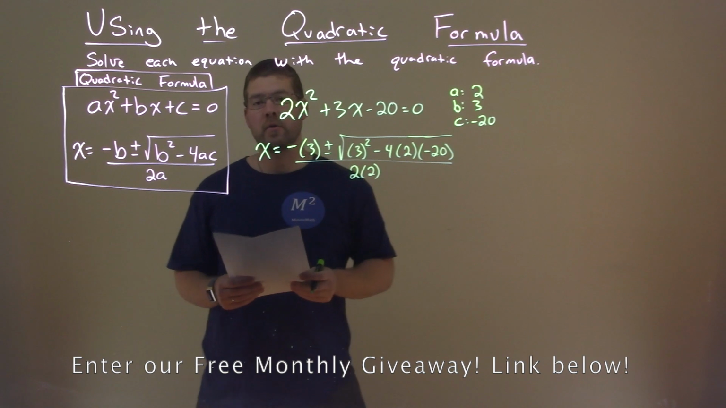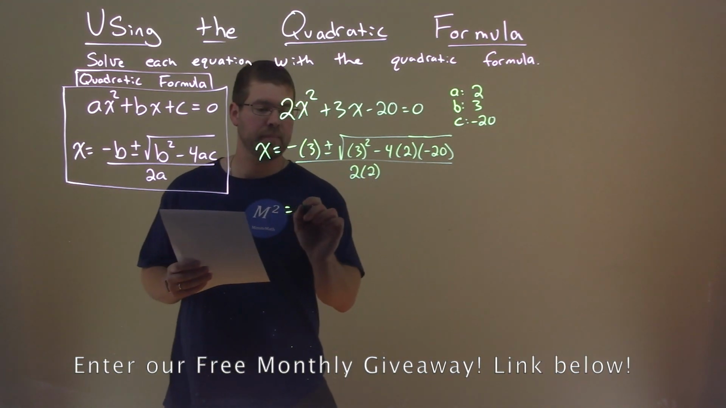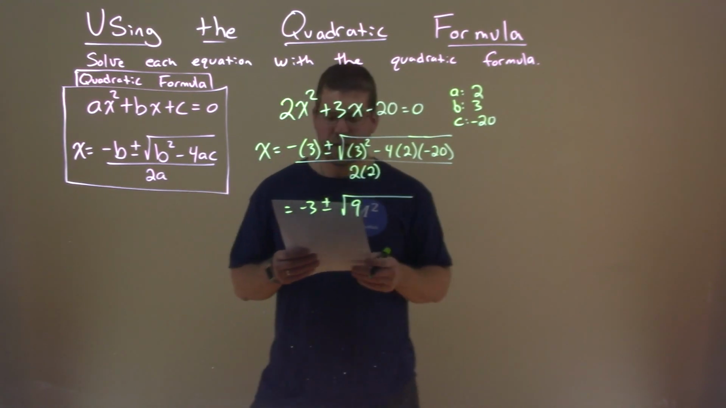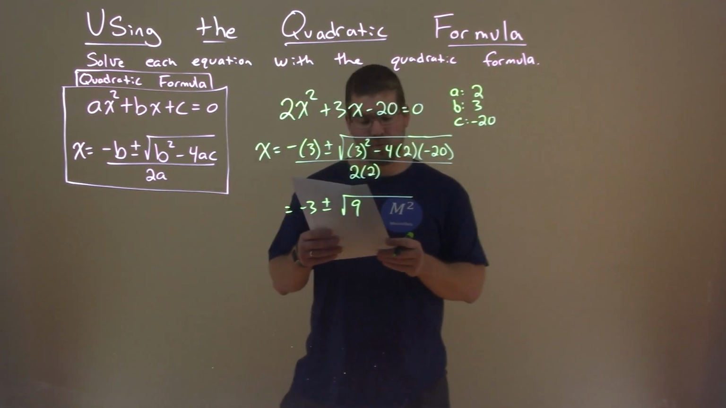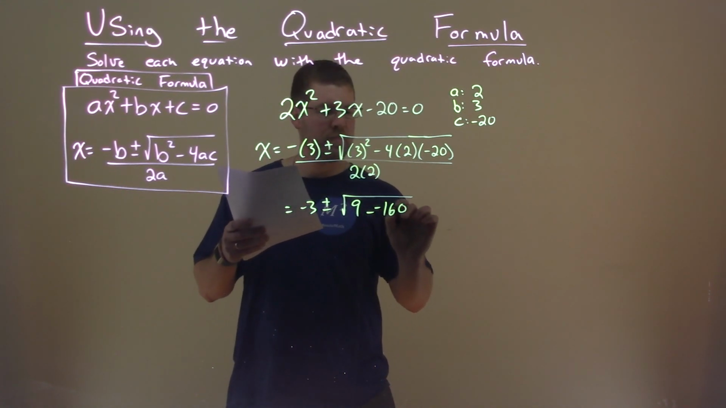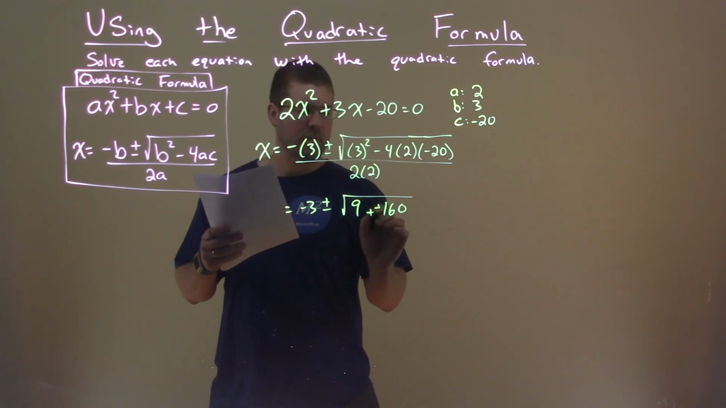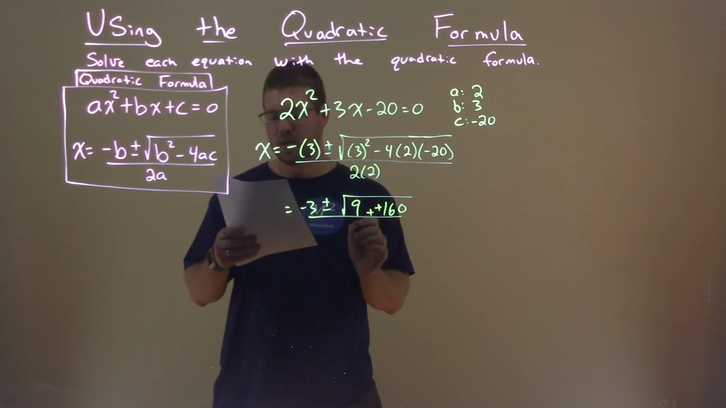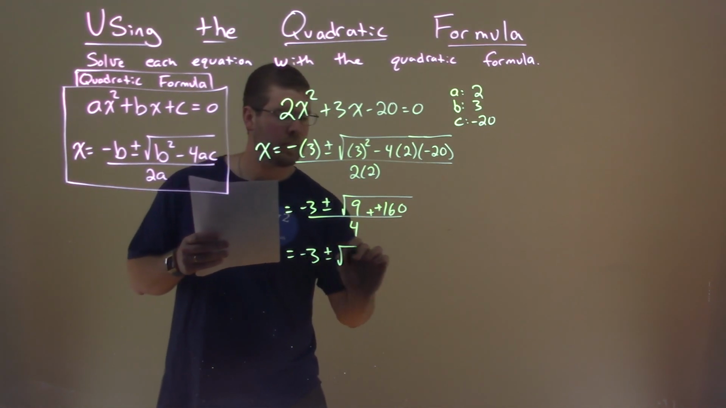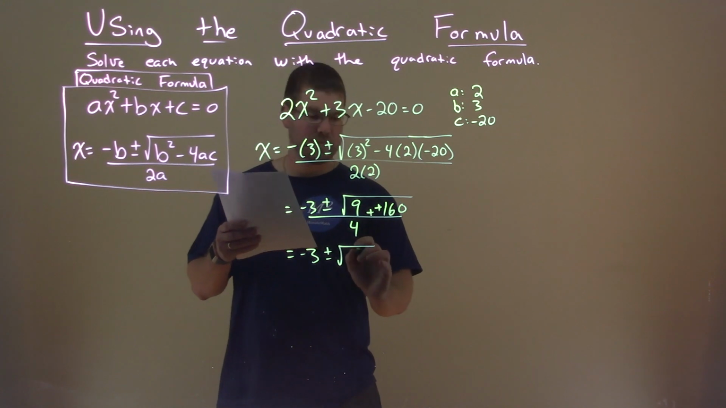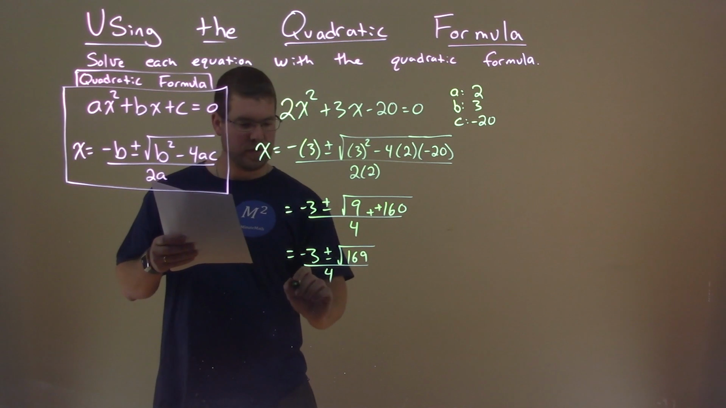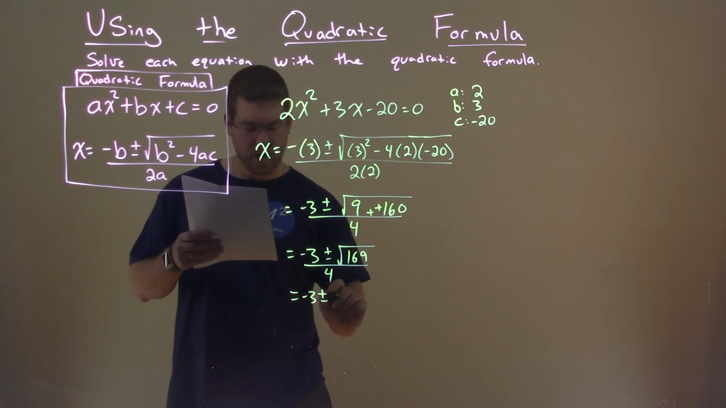So where do we go from here? Well, we got to simplify. Negative 3 plus or minus the square root. 3 squared is 9, and minus 4 times 2 times negative 20 is, well, a negative 160. Minus a negative is the same as adding a positive, all over 2 times 2, which is 4. Simplify this out a little more. 9 plus 160 is, well, 169 over 4. Square root of 169, if you know that off the top of your head, is 13.